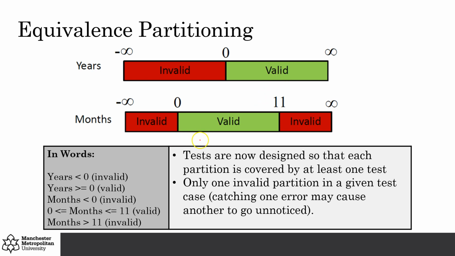So tests are now designed so that each of the partitions is covered by at least one test. So this one here has two partitions, invalid and valid. This one's got multiple boundaries. So this one has 0 to 11, which is valid, and anything less than 0 is invalid, anything more than 11 is invalid.